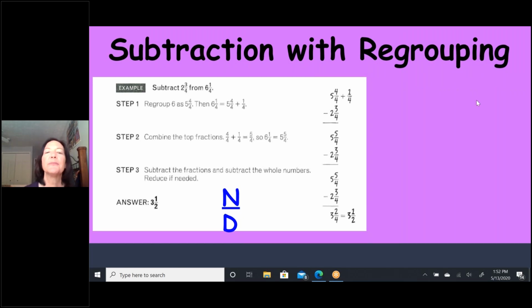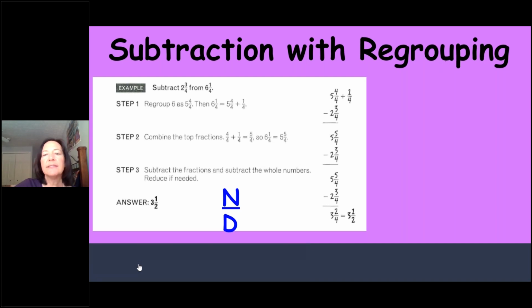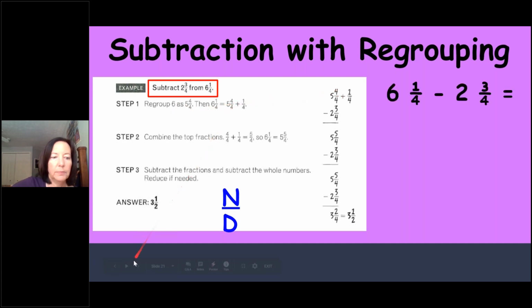Okay, so the next one, we're going to do some subtraction with regrouping. Here the problem says they want us to subtract 2 3/4 from 6 1/4. I circled where they wrote the problem at the top in red. Our first step is going to be to regroup the 6 as 5 and 4/4. They're showing that to you right here. So the problem is going to be 6 1/4 minus 2 3/4.